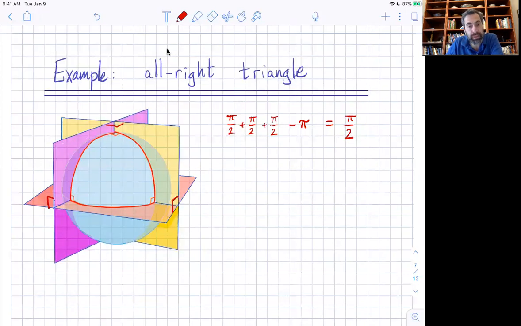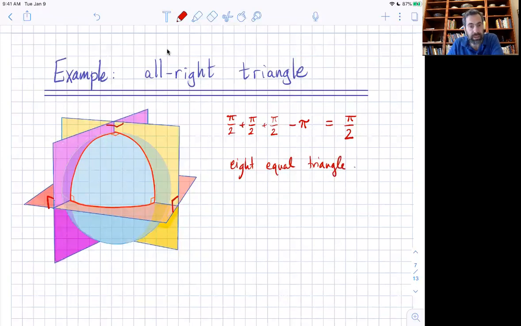So pi over 2 should be the area of this triangle. But we can see that that's the area of the triangle just by thinking about the symmetry of this picture. There are really 8 equal triangles in this picture, 8 equal triangles that subdivide the sphere into 8 equal pieces.